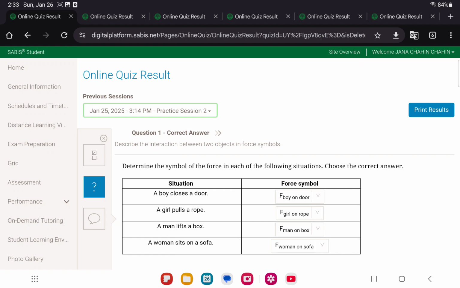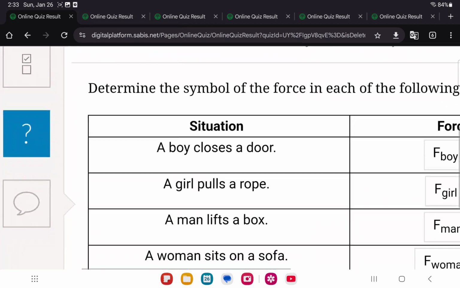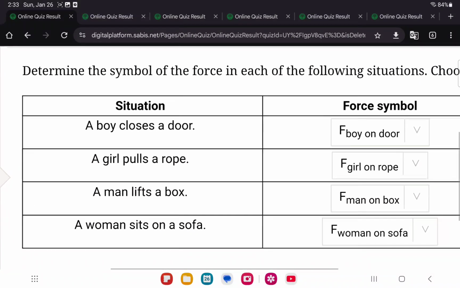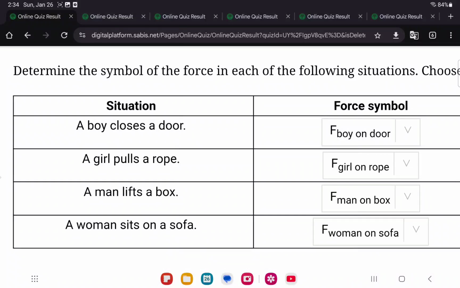Question 1. Okay, whenever they want you to write the force symbol, you always do F of the first thing, which is the boy here, over the last thing, so door, or whatever the two objects are. Which one comes first is the first one, and whatever comes second is the second one.